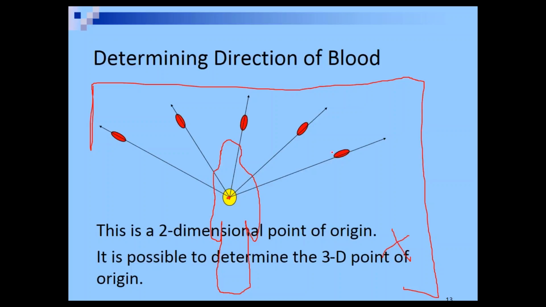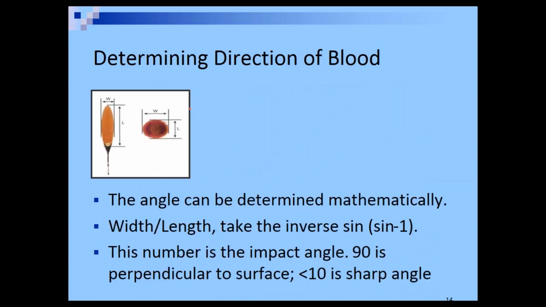That can be answered by a little bit closer analysis of each individual drop. And the closer analysis is you can determine the angle, more or less. You can determine the angle here by doing mathematics. Now, I'm not going to give you a blood stain and have you measure it and take the inverse sine and tell me what the angle is.